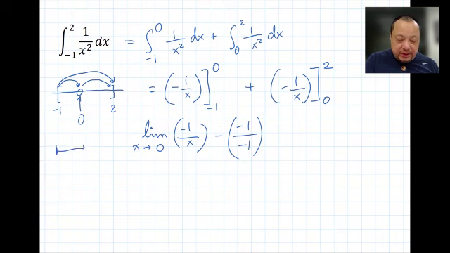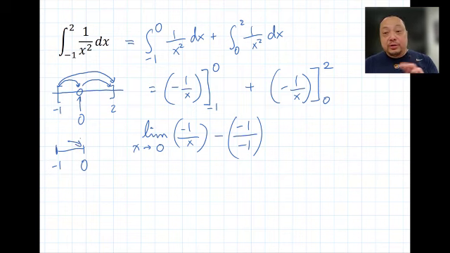Except that this is the interval from negative 1 to 0 like that, right? So if you're approaching 0, you're going to be approaching it from this side. You're going to be approaching 0 from the left. And therefore, it's really the limit as x goes to 0 minus. And all of this is the first integral.